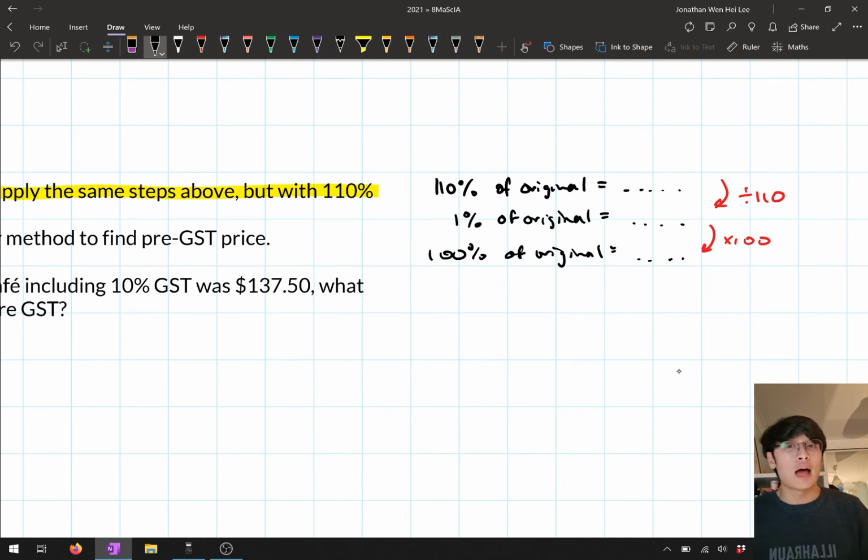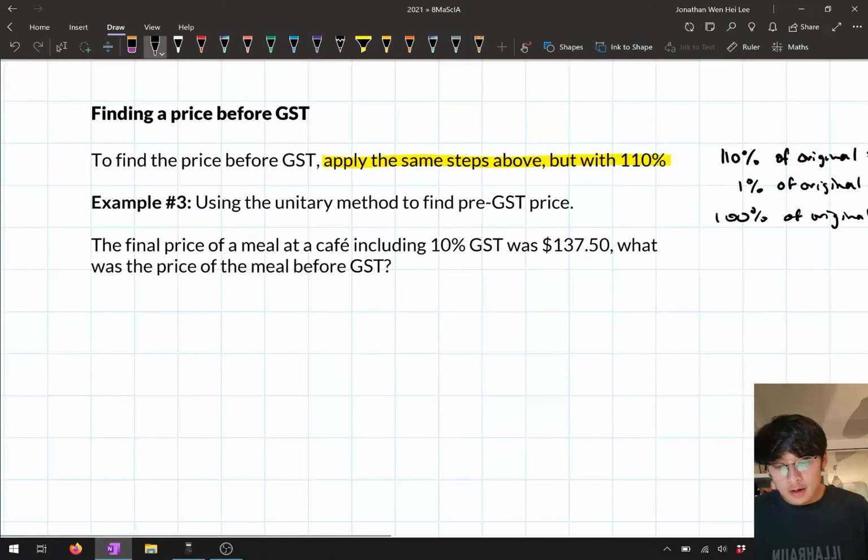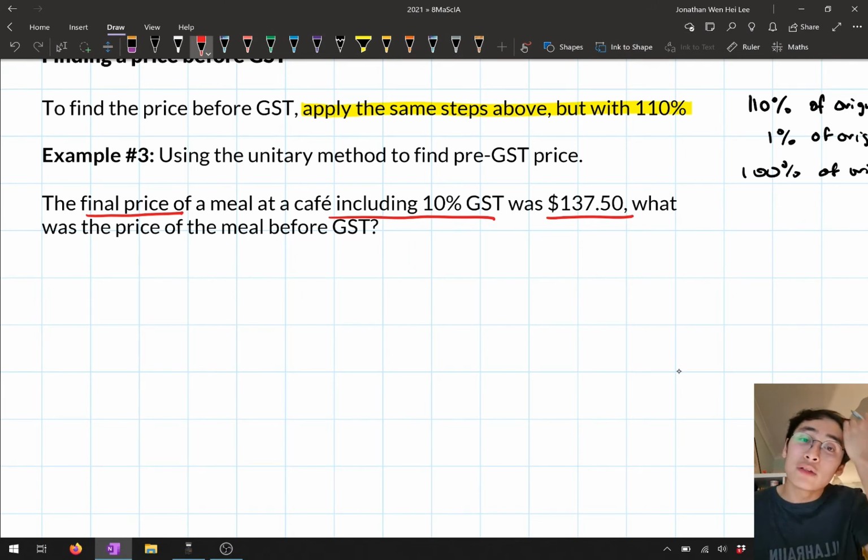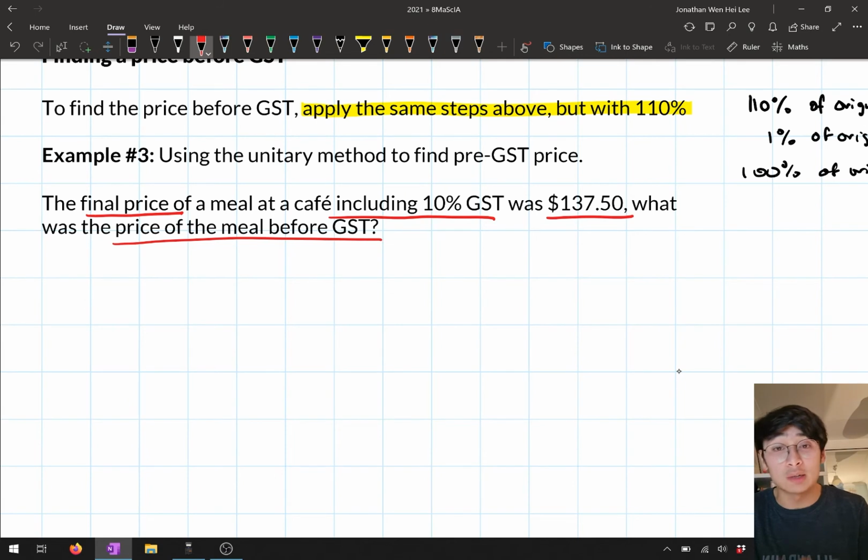Okay, so let's apply it with this question. So the final price of a meal at a cafe, including 10% GST, was $137.50. What was the price of the meal before GST? So what we know here is the final price, including the 10% GST, was $137.50. So this $137.50 was what we paid for the bill at the end, including the GST. Okay. And the question is, what was the price of the meal before GST? We want to find the cost of the meal before that GST is included.